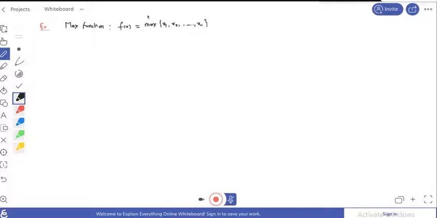Okay, so for this maximum function you have to check whether it is a convex function or not. So is this convex in your Rn? Here x belongs to Rn, and this means x is simply the column vector with components x1, x2 to xn transpose. Okay, so f(x) is equal to the maximum of these components.